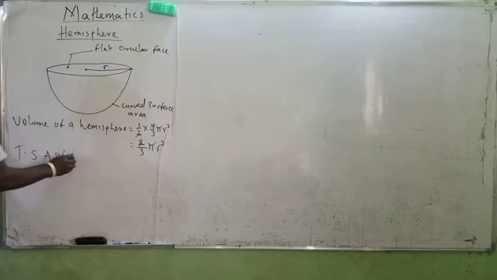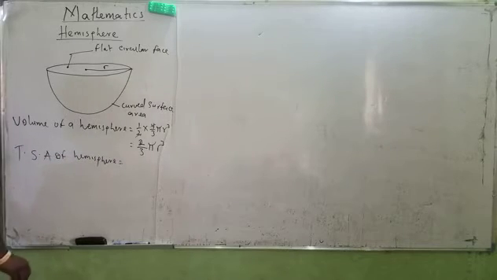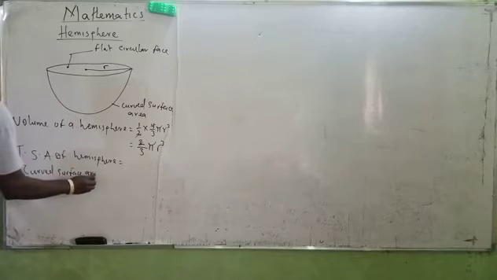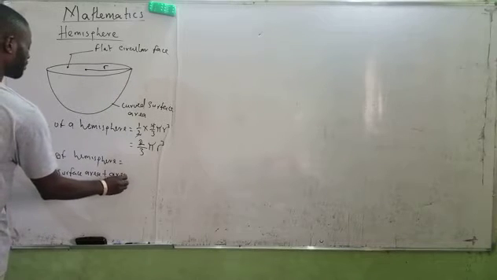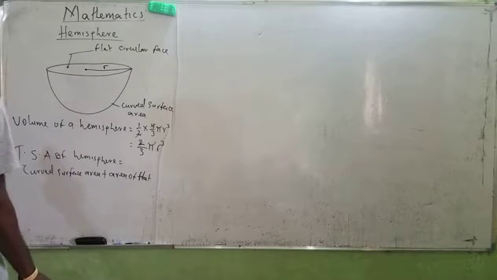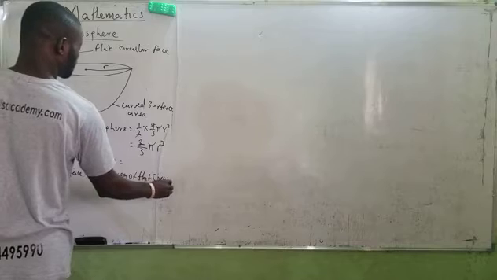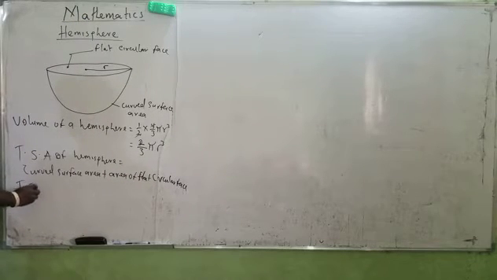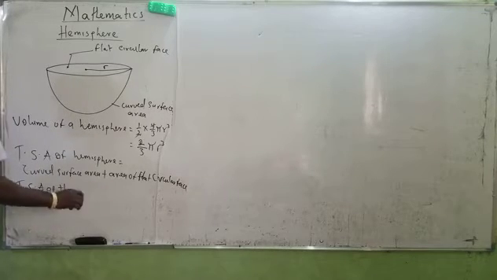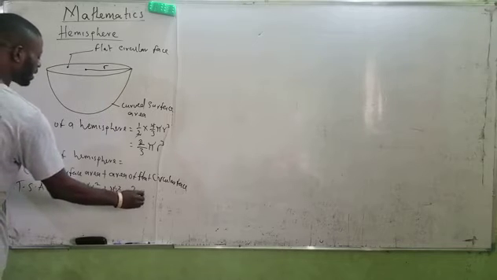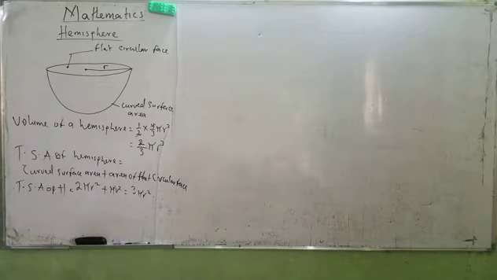Now, the total surface area of this hemisphere will be equal to the curved surface area plus the area of the flat circular face. It means the total surface area of the hemisphere will be equal to 2 pi r squared plus pi r squared, which is 3 pi r squared. That is what you just need to learn here.